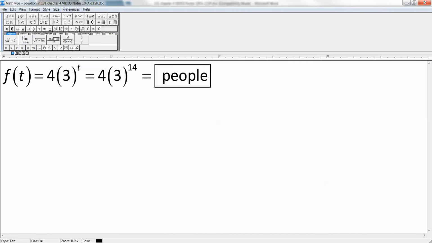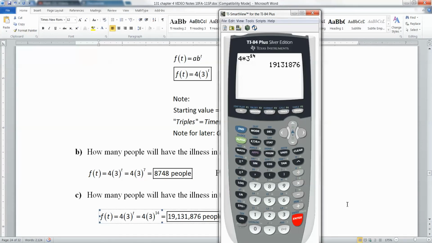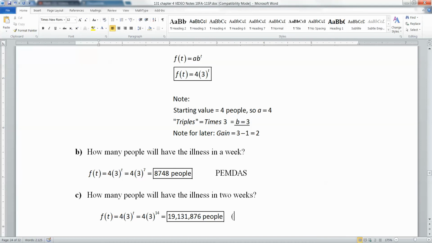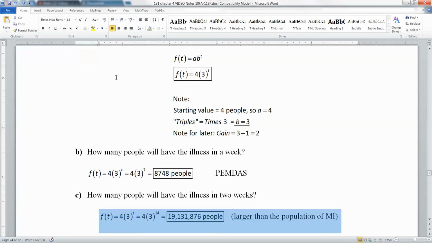31876. Oopsie. If I put commas in there, it helps. You can see it's 19 million, which is actually larger than the state of Michigan, I believe. The entire state is affected, which shows you how dangerous exponential growth is, right?